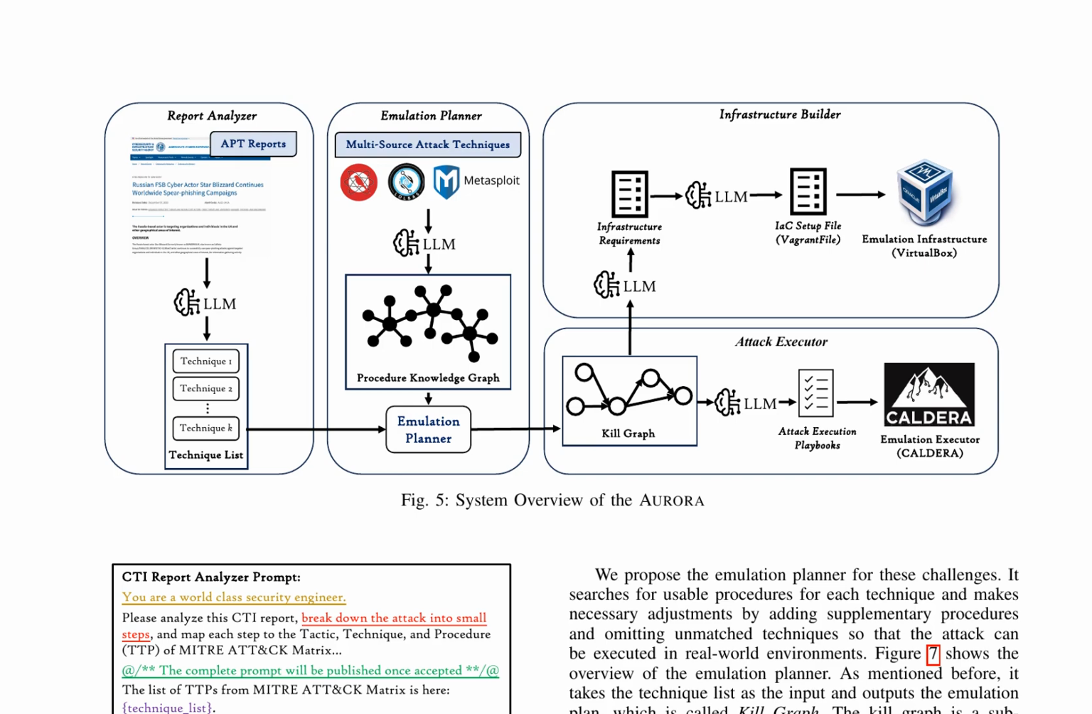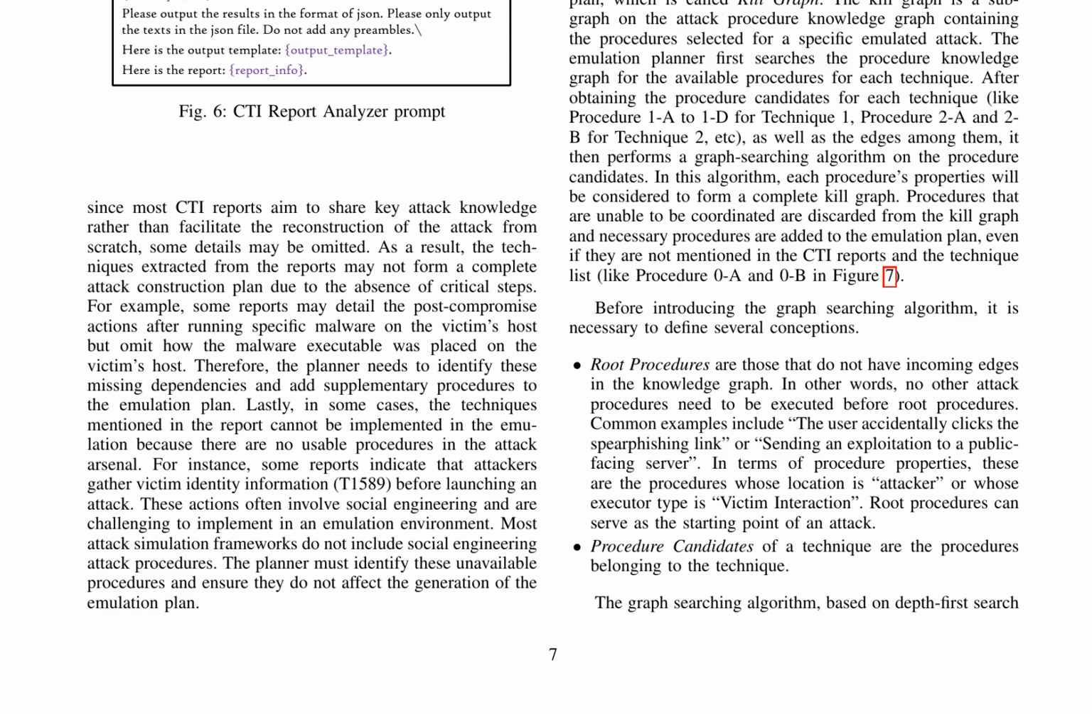The emulation planner then searches for usable procedures for each technique, making necessary adjustments by adding supplementary procedures and omitting unmatched techniques to ensure the attack can be executed in real-world environments. The emulation planner takes the technique list as input and outputs the emulation plan, called the kill graph. The kill graph is a subgraph on the attack procedure knowledge graph containing the procedures selected for a specific emulated attack.